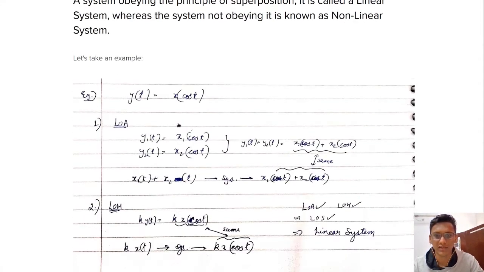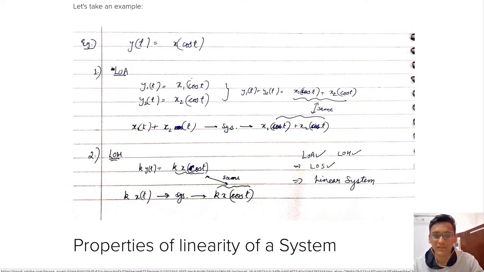Let's take an example. y(t) equals x(t) cos t. Okay? So let's first check the law of additivity. y1(t) equals x1 cos t, y2(t) equals x2 cos t. Together we get y1(t) plus y2(t) equals x1 cos t plus x2 cos t. And then if we first add the input signals x1(t) plus x2(t) and then pass it to the system, we get x1 cos t plus x2 cos t. These two are the same, so the system is following the law of additivity.